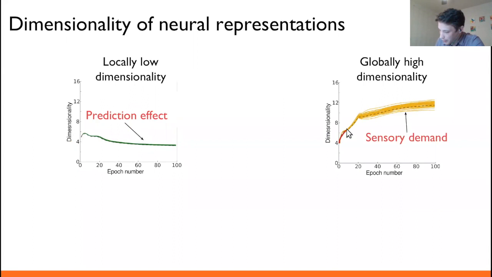And this seems to be linked to the sensory demand, meaning the fact that the network needs to reproduce the visual features of the wall and all of these high dimensional features. So if you increase the sensory demand, we see that it correlates with the global dimensionality of the representation. So all in all, what happens is that this ratio keeps increasing through learning.